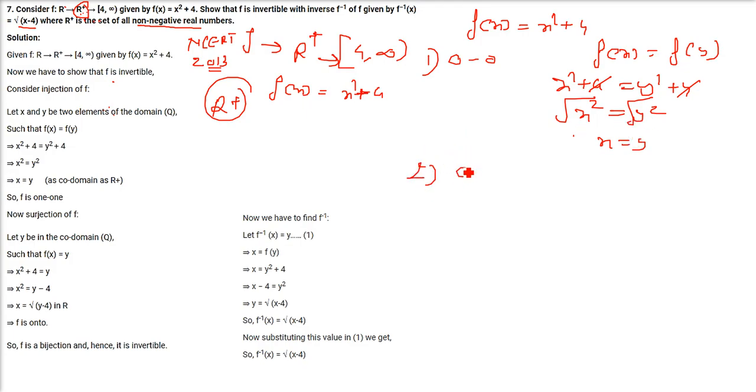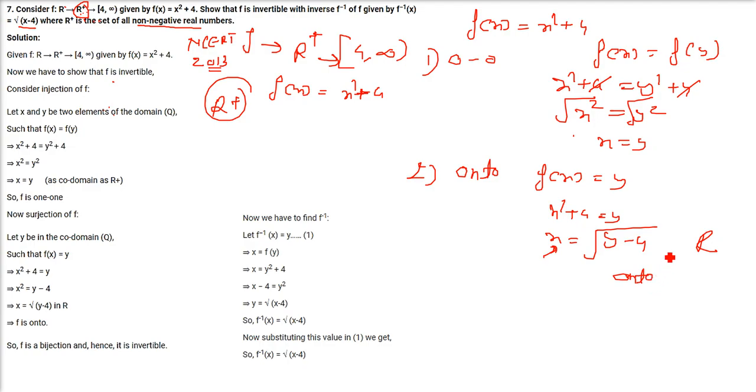Now let us go for onto. What do we do for onto? We write f(x) equals y. f(x) is x square plus 4, and it is equal to y. So x is equal to under root y minus 4. Under root y minus 4 is defined for real numbers when y goes from 4 to infinity. Okay, 4 to infinity. So we have f inverse now.